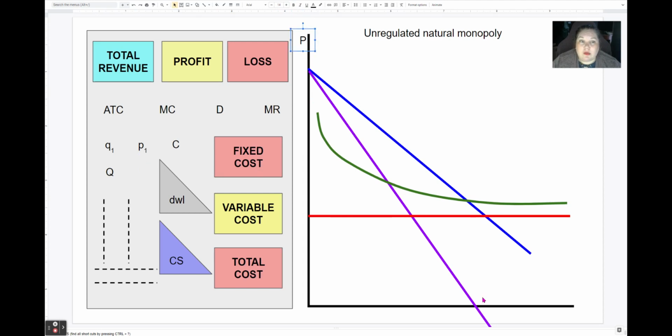And remember, in economics, we have reversed axes. Independent variable is on the y-axis. Dependent is on the x. That is where quantity is going to go.